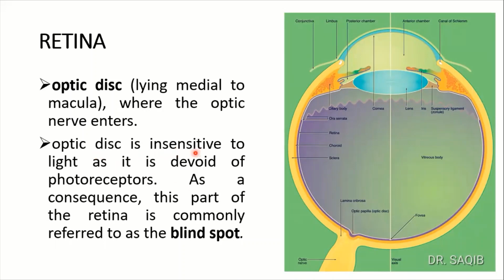The optic disc is insensitive to light as it has no photoreceptors. It is devoid of photoreceptors. As a consequence, this part of the retina is commonly referred to as the blind spot, right? This is a very important thing. This is the blind spot. Why? Because there are no photoreceptors present here. So this is the blind spot, the optic disc.